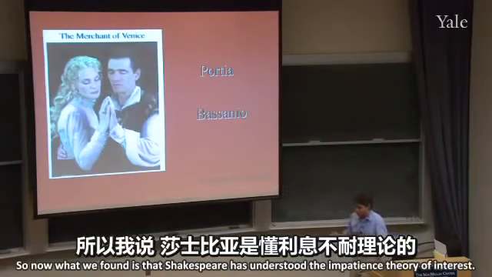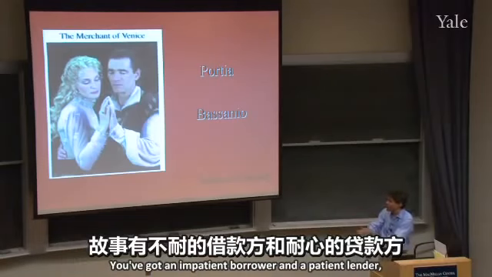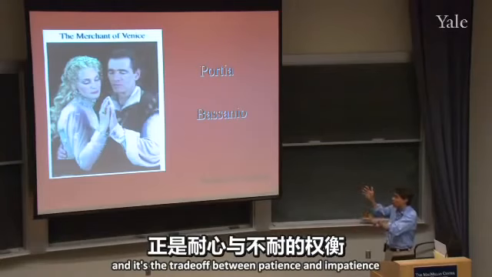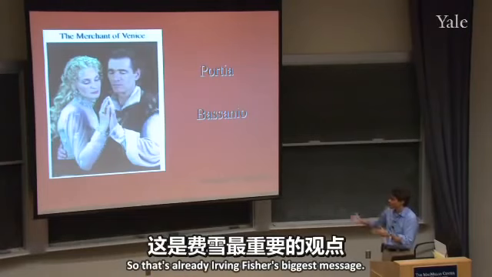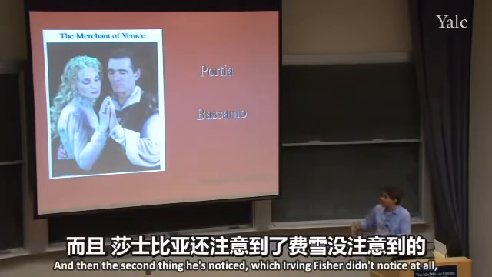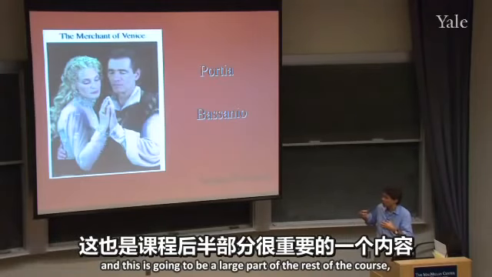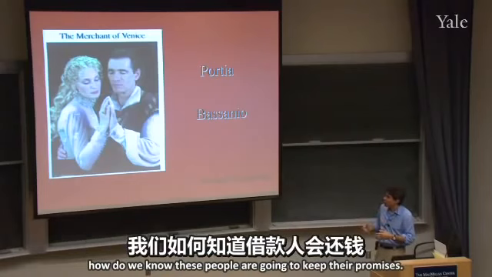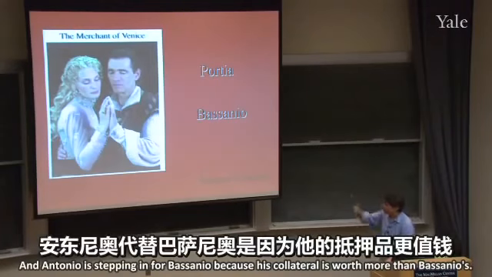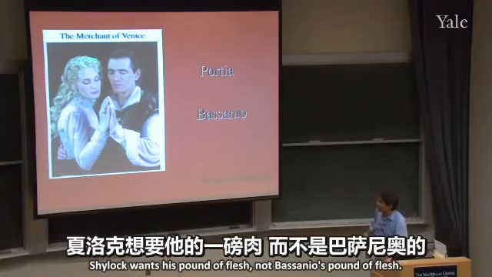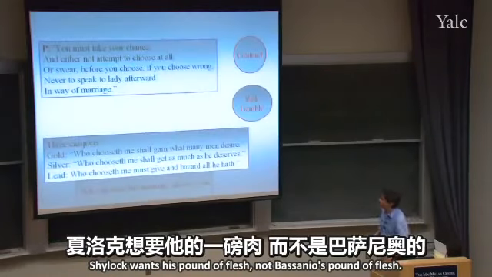So now what happens? What we found is that Shakespeare has understood the impatience theory of interest. You've got an impatient borrower and a patient lender, and it's the trade-off between patience and impatience which is going to decide what the rate of interest is. So that's already Irving Fisher's biggest message. And then the second thing he's noticed, which Irving Fisher didn't notice at all, and this is going to be a large part of the rest of the course, is how do we know these people are going to keep their promises? Why is Antonio going to keep his promises? Well, it's because he's putting up collateral. And Antonio is stepping in for Bassanio because his collateral is worth more than Bassanio's. Shylock wants his pound of flesh, not Bassanio's pound of flesh.